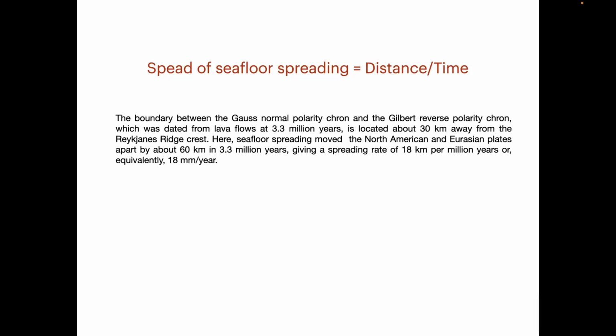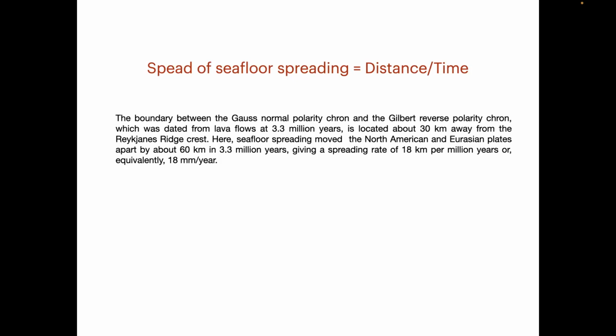Okay, when you collect the rock from the sea floor by using a drill machine or a bore machine. So we do boring and then we collect the core samples from the sea floor, and we calculate the age by using these radiometric dating methods, which we discussed in the last lecture. So you get the age from there. So if you see this Gilbert reverse polarity and your Gauss normal polarity, the lava flow has been dated as 3.5 and is located 30 kilometer away from the ridge crest.